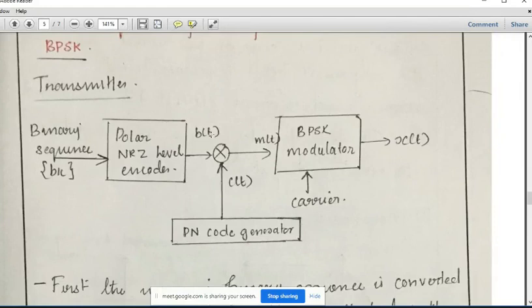That is our PN signal. Now this PN signal is generated by the PN code generator. And at the output we get m(t), which is our transmitted signal, and it is passed through some channel. Then we have a BPSK modulator which is supplied by a carrier. And finally we have our x(t).